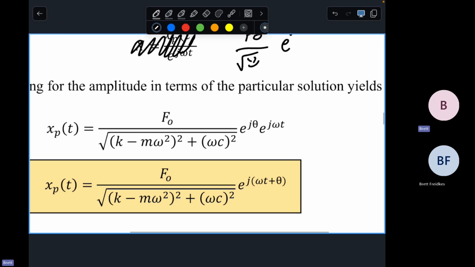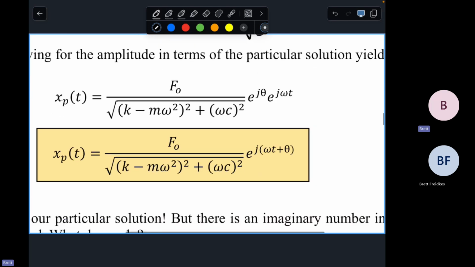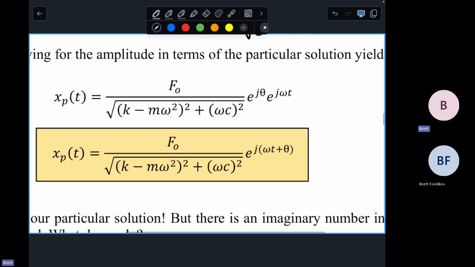Evil. So, this is your particular solution. This amplitude multiplied by e to the j omega t plus theta. This is not a physical thing because of the j. But what do we do to get it physical? We take the real part of this number. Matt, that's what I was telling you before. This is the answer. We have to take the real part of this to get back a physical thing.